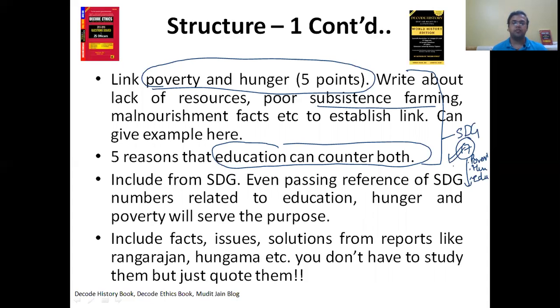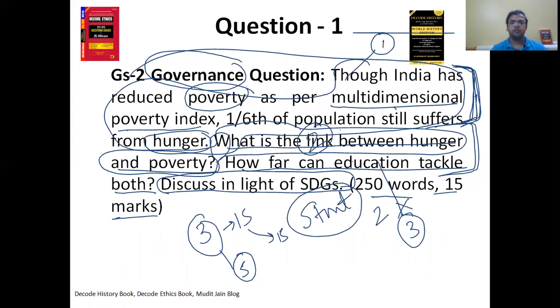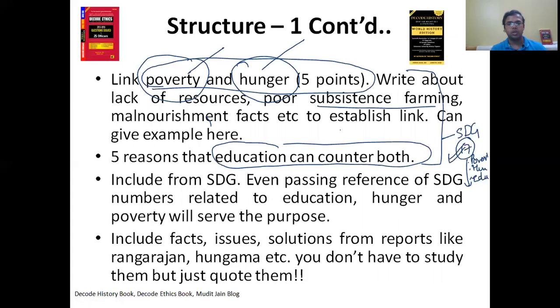Even a passing reference, when you talk about poverty, that SDG 1 deals with poverty, SDG 2 deals with hunger, will serve the purpose of this question, because you have to discuss in light of SDGs. Not more is required. Just mention the SDGs as you talk about education, hunger and poverty. I've told you to include facts. I've told you to include reports like Rangarajan, Hangama, etc.